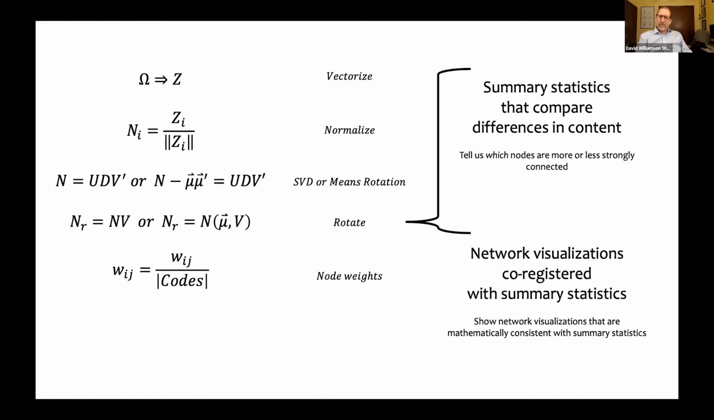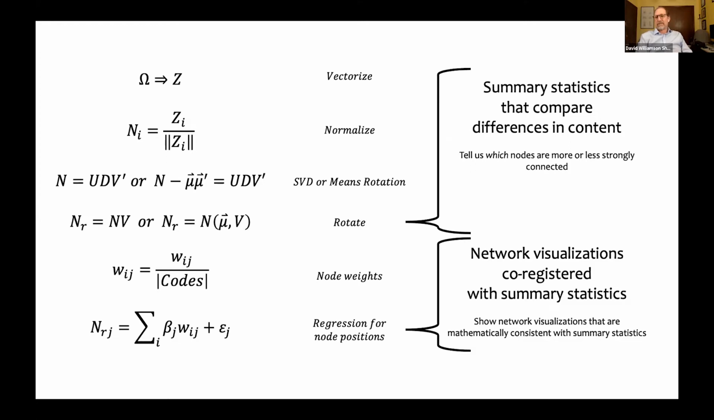Then we compute the node weights, and we run a regression, and that gives us the node positions. And that's the math of ENA. And it's just a way of accomplishing these two goals in a mathematically rigorous fashion.